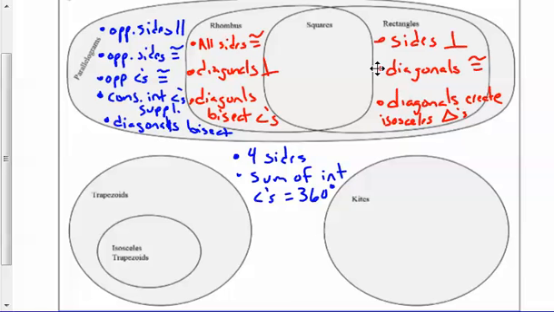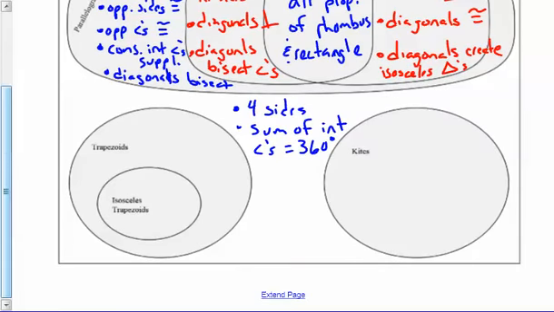Now, all the properties of rhombuses and all the properties of rectangles are contained in squares. So squares are special because they have all properties of a rhombus and rectangle. It's both simultaneously a rhombus and a rectangle. So all of its sides are congruent, all of its sides are perpendicular. Its diagonals are perpendicular, and its diagonals are congruent. Its diagonals bisect the angles, and its diagonals create isosceles triangles. All those things are true for squares.